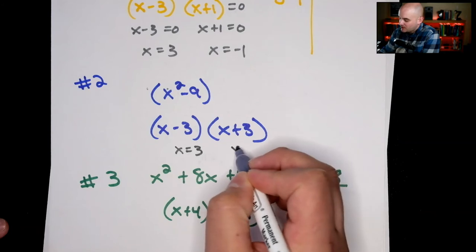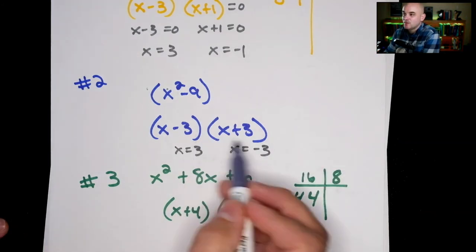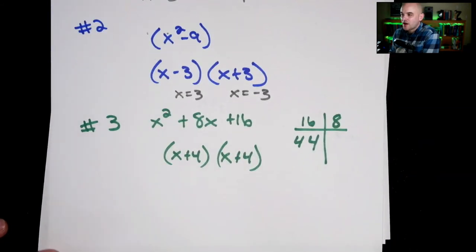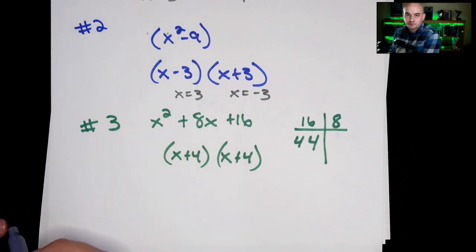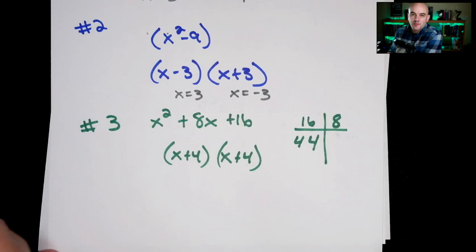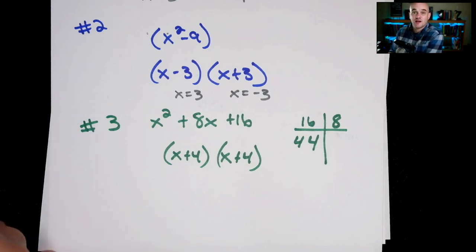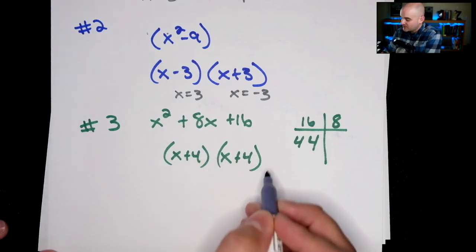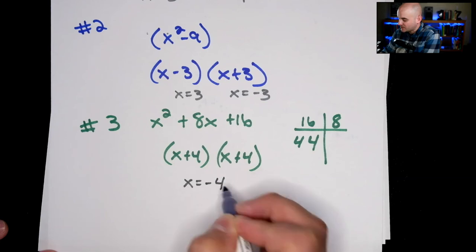I think most students can catch on pretty quickly, and if you don't immediately see what makes it equal 0, you can set each factor equal to 0 and solve. Now this one is repeated twice, and another word for that repeated factor is multiplicity. It has a multiplicity of 2. So you don't have to set both equal to 0, because once you solve for one, you've got the other one. This is x equals negative 4.